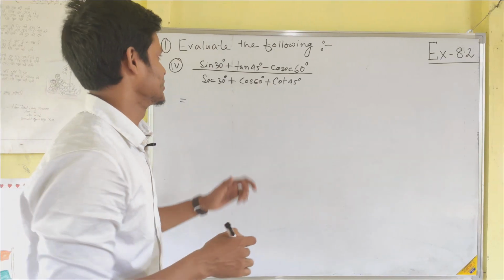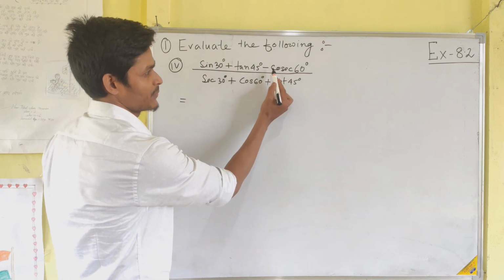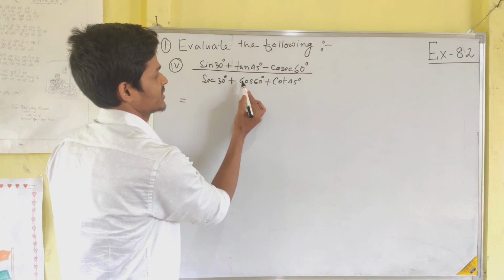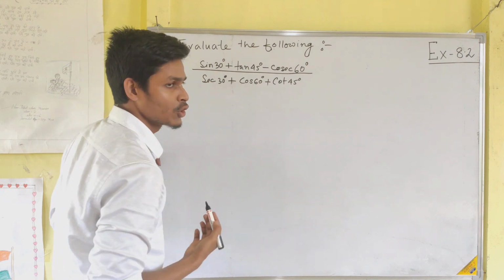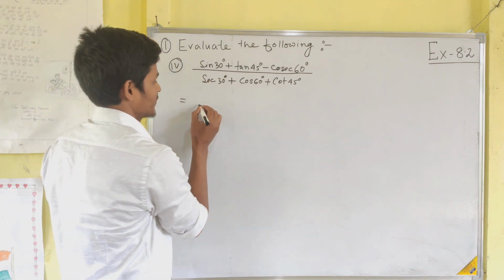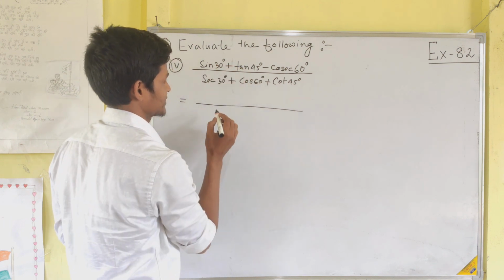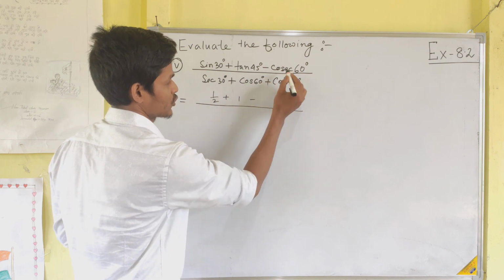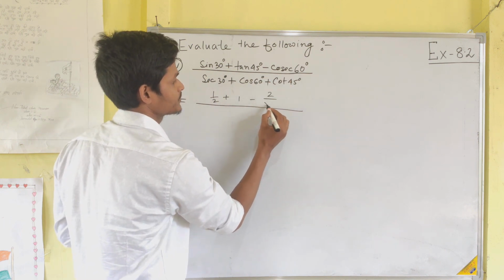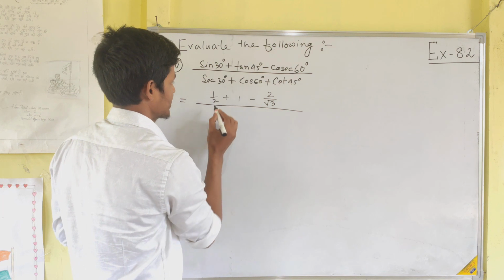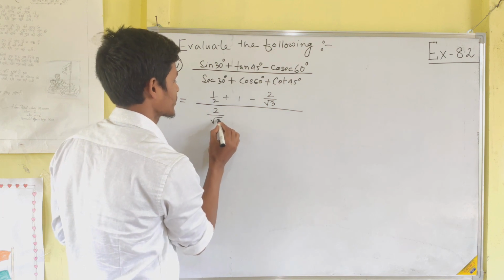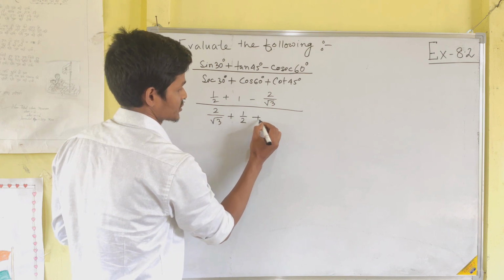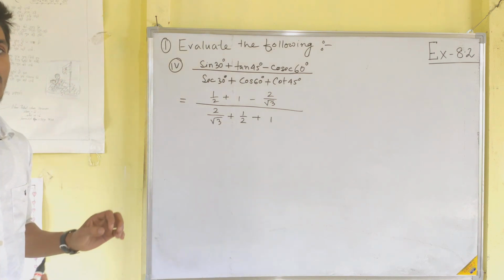Okay. 4. Sin 30 degree plus tan 45 degree minus cosec 60 degree divided by sec 30 degree plus cos 60 degree plus cot 45 degree. So first you put the values of the ratios, that is sin 30 degree is 1 by 2 plus tan 45 degree is 1 minus cosec 60 degree is 2 by root 3. Sec 30 degree is 2 by root 3 plus cos 60 degree is half plus cot 45 degree is 1. Now I will solve it.